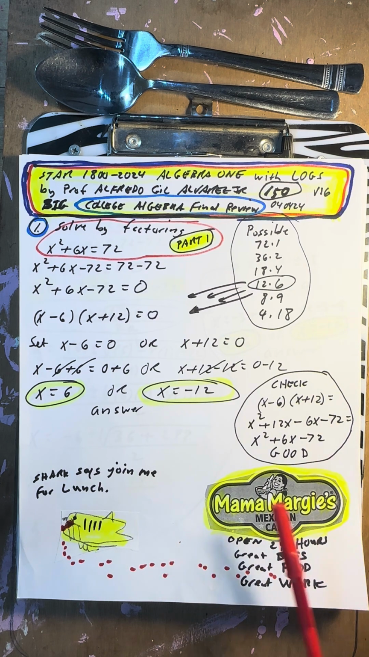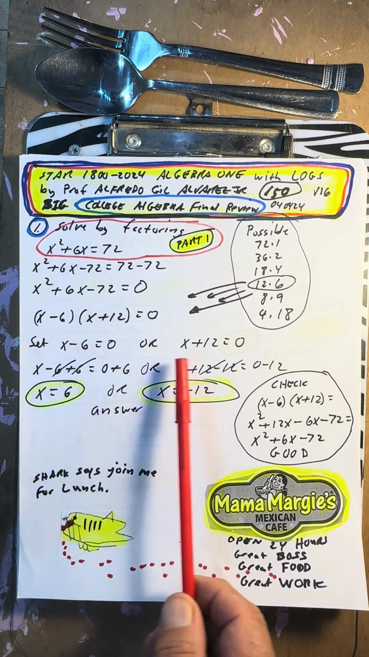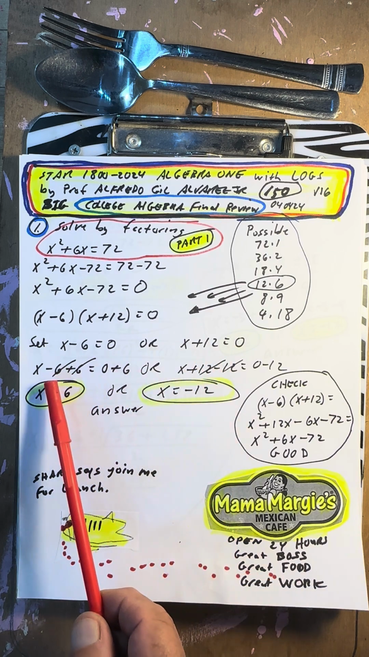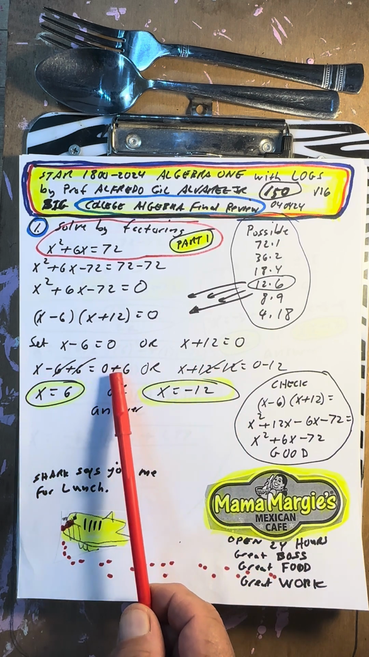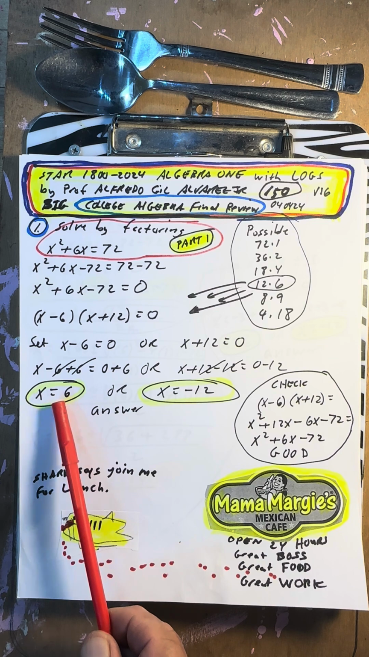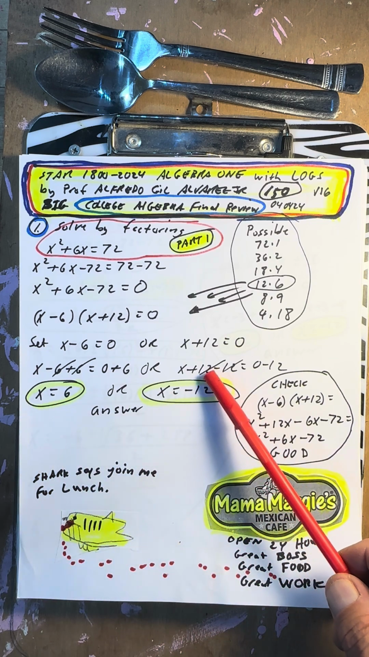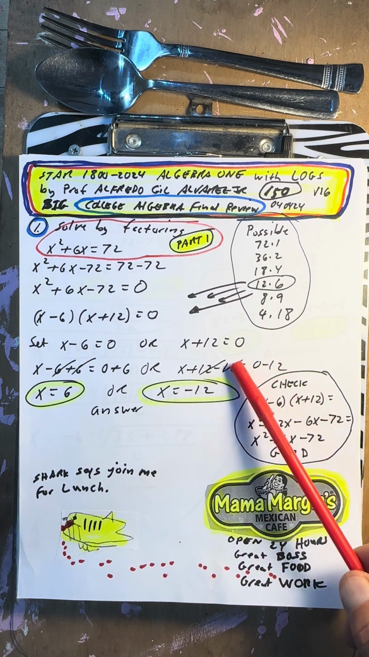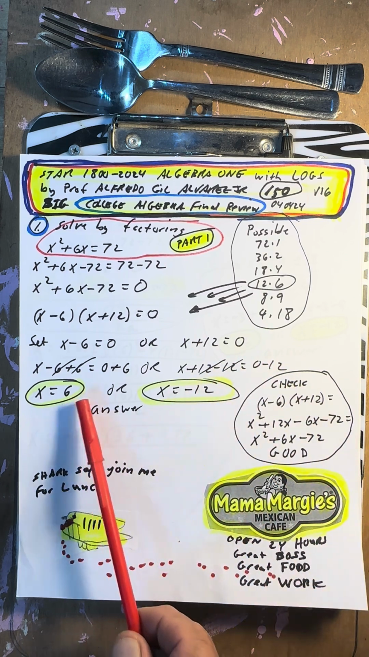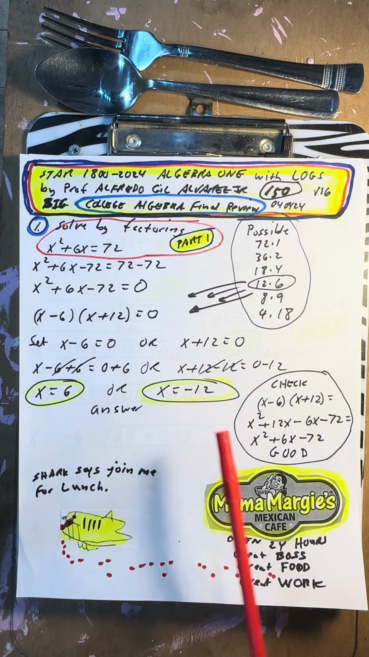So now, we know that x minus 6 equals 0 or x plus 12 equals 0. So x minus 6 plus 6, 0 plus 6. So that gives you x equals 6. Over here, x plus 12 minus 12, that goes away, so x equals negative 12. So 6 and negative 12 are the answers for this by factoring, okay?